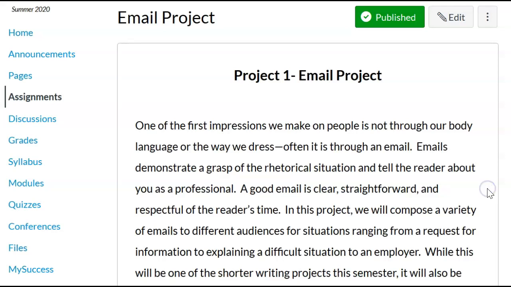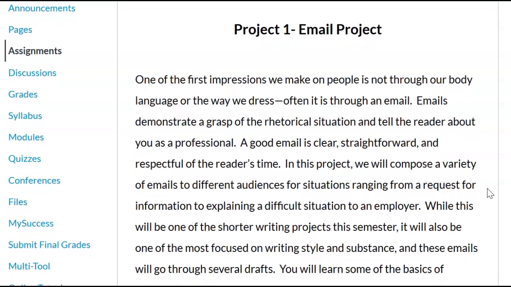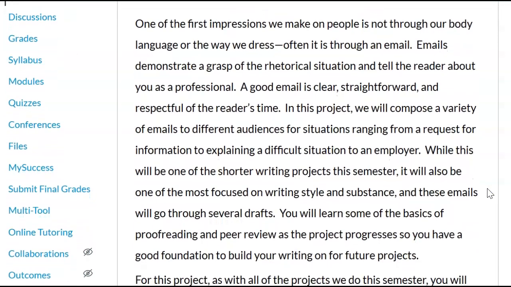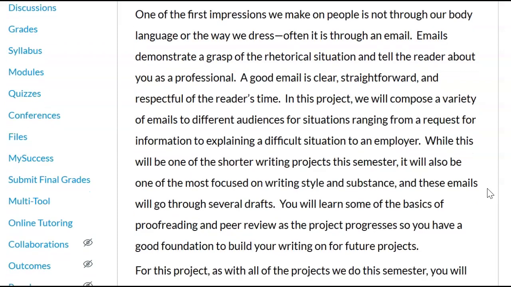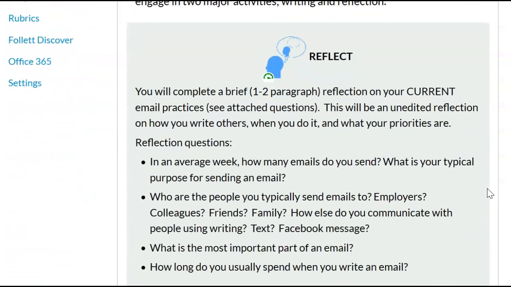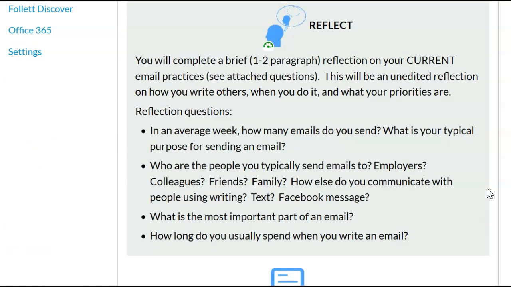So, in this project, you're going to demonstrate to me that you can write differently to different people for different reasons. This project has 3 major parts to it. And parts 1 and 3 are asking you to think about what you do as a writer. So we call this, if you want a fancy word, metacognition: thinking about how you think.